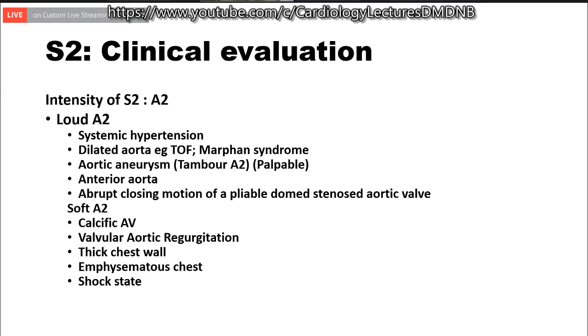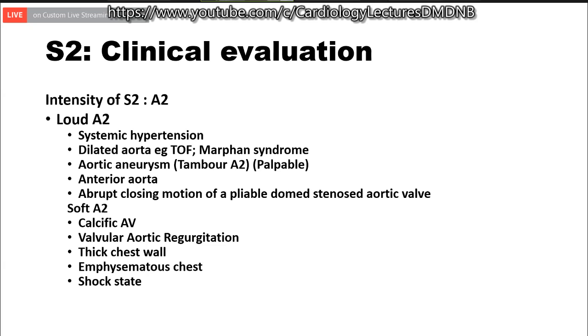When the aorta is anterior, as can happen in transposition of great arteries, the A2 component can be loud. Abrupt closing motion of a palpable domed stenotic aortic valve. Sometimes, rarely, in a patient with a bicuspid aortic valve, which can give rise to some degree of stenosis, the second heart sound can be really loud. It's thought to be due to a sudden tightening or sudden closure movement of the pliable aortic valve from the domed position. Whenever you find the patient has aortic stenosis and the second heart sound is loud, you should always suspect the possibility of a bicuspid aortic valve, which may also be associated with an ejection click. So sometimes in patients with aortic stenosis, you may rarely get a loud A2, thought to be due to doming back of the domed aortic valve, as can happen in patients with bicuspid aortic valve.